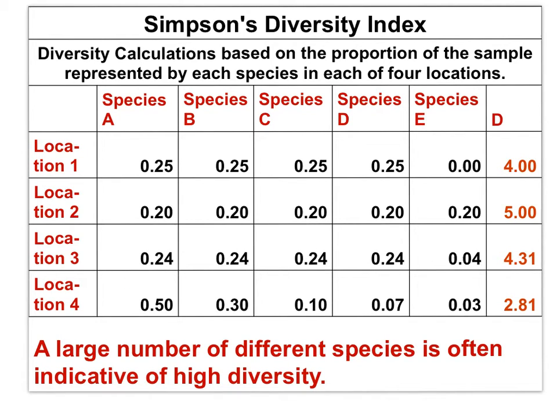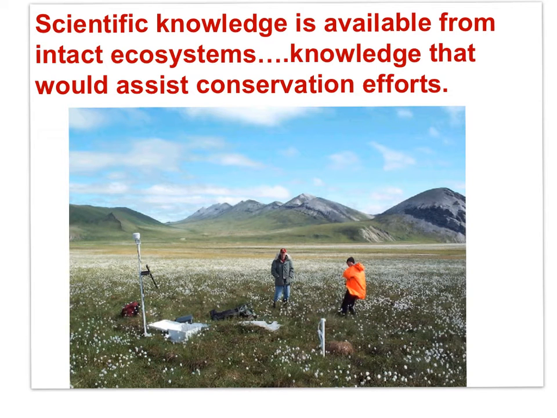The quantification of biodiversity is important to conservation efforts so that areas of high biodiversity may be identified, explored, and appropriate conservation put in place where possible. But remember that the term diversity might include the number of endemic species rather than just species richness, and conservation could focus on rare species regardless of ecosystem diversity. Scientific knowledge is available from intact ecosystems, knowledge that would assist conservation efforts.